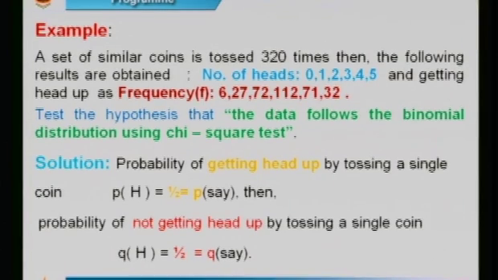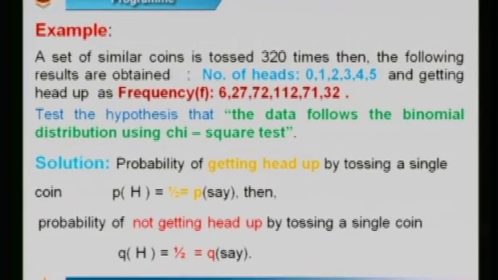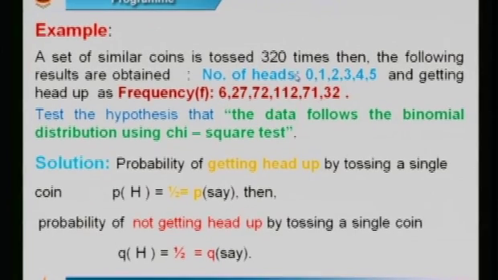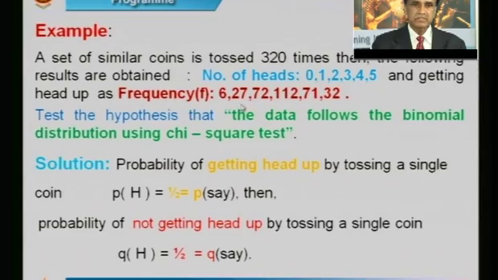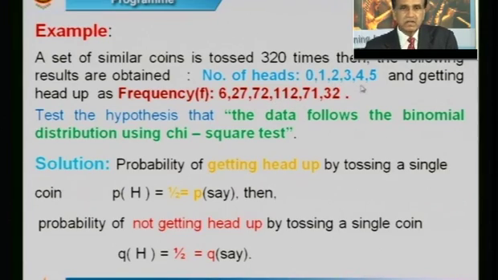Here a set of similar coins is tossed 320 times, and the following results are obtained. The number of heads is 0, 1, 2, 3, 4, 5, getting heads up at the first toss, second toss, third toss, like that. The total comes to 320, and for 0 the frequency is 6, for 1 the frequency is 27, for 2 it is 72, for 3 it is 112, for 4 it is 71, and for 5 the frequency is 32. Test the hypothesis that the data follows binomial distribution using the chi-square test.